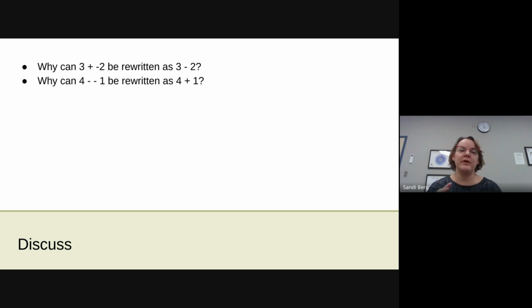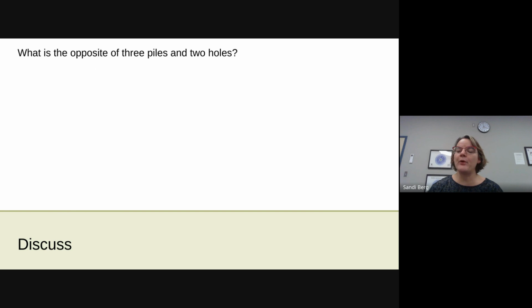Again, it's that same idea. So lots of opportunity for students to explore that. All right. What is the opposite of 3 piles and 2 holes? I'll give you a moment to think about that. And I'll even get you to write down the answer, or at least have it in your head. And you can write it as a number or in terms of piles and holes.